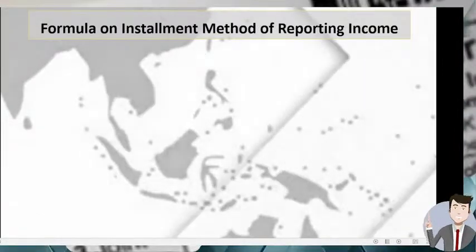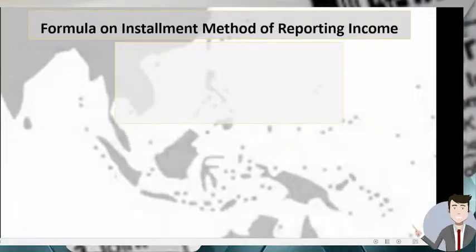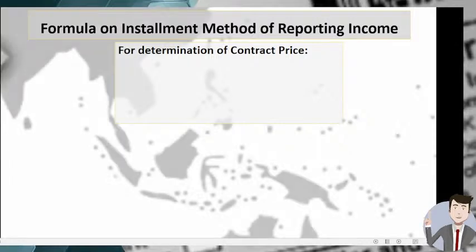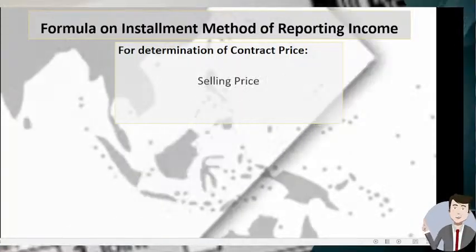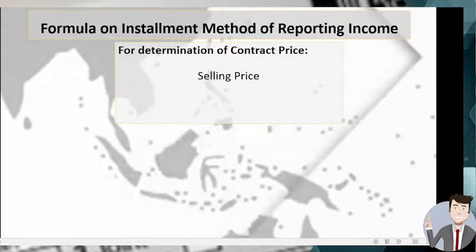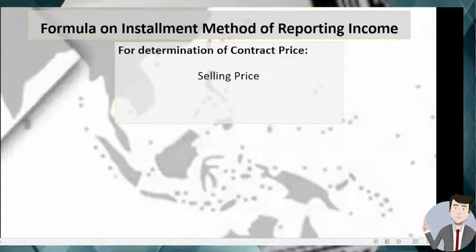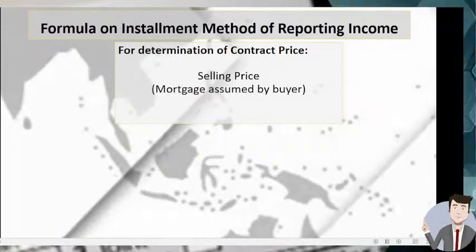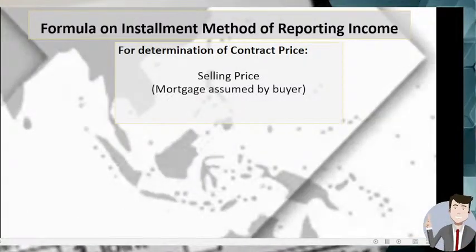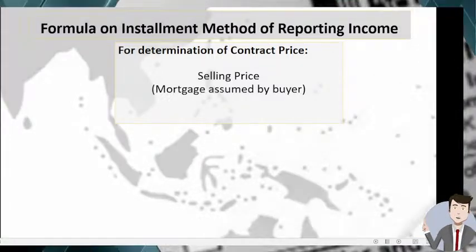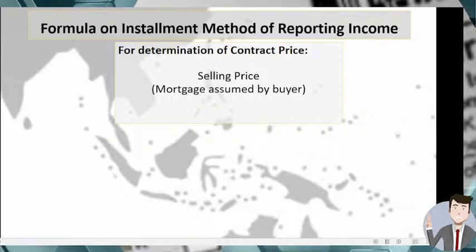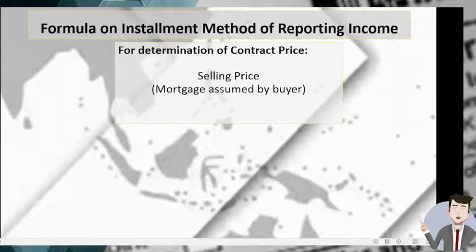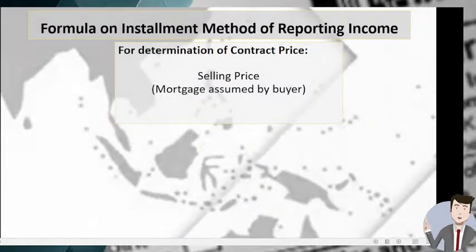Okay, so let's proceed. Formula on installment method of reporting an income. First, we have to determine the contract price. That would be the selling price. Take note, guys, we are on the point of view of the seller, so you have to consider the selling price. Then if there is a mortgage attached to the property being sold, and the mortgage is assumed by the buyer, you should deduct the amount of mortgage assumed by the buyer from the selling price.